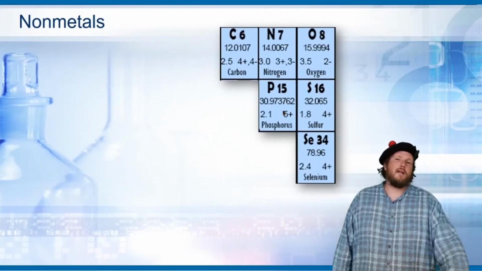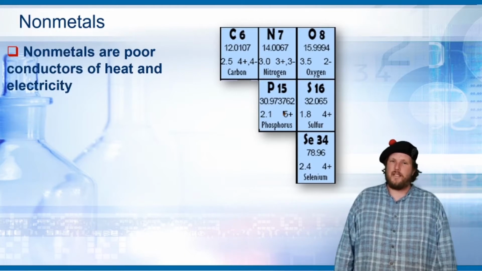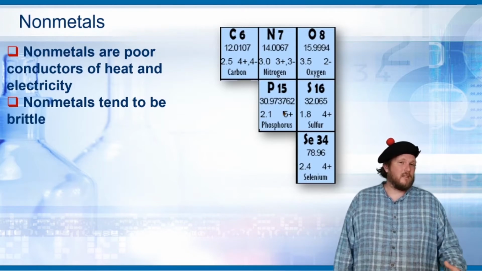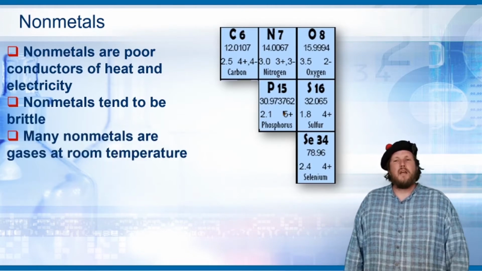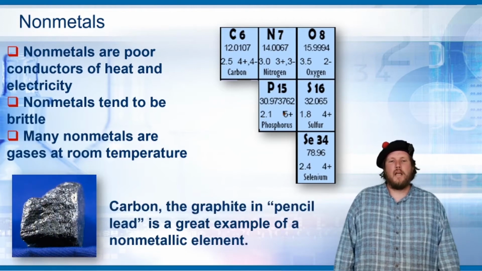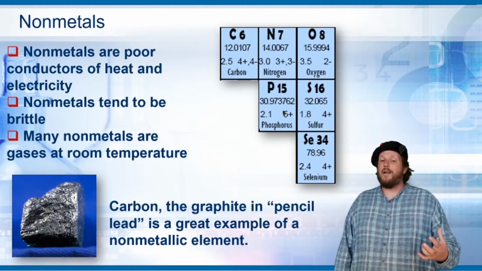The nonmetals. Nonmetals are poor conductors of heat and electricity. Nonmetals tend to be brittle if they're solids. Many nonmetals are gases at room temperature. So nitrogen and oxygen are gases at room temperature. The carbon, the graphite in a pencil, is a great example of a nonmetallic element.